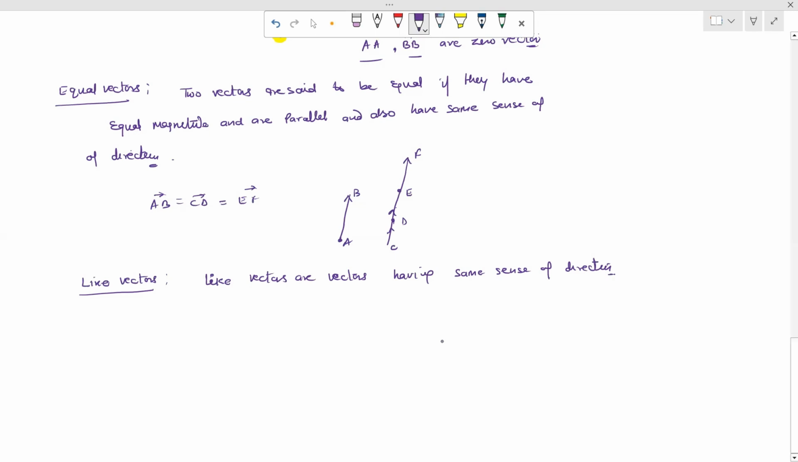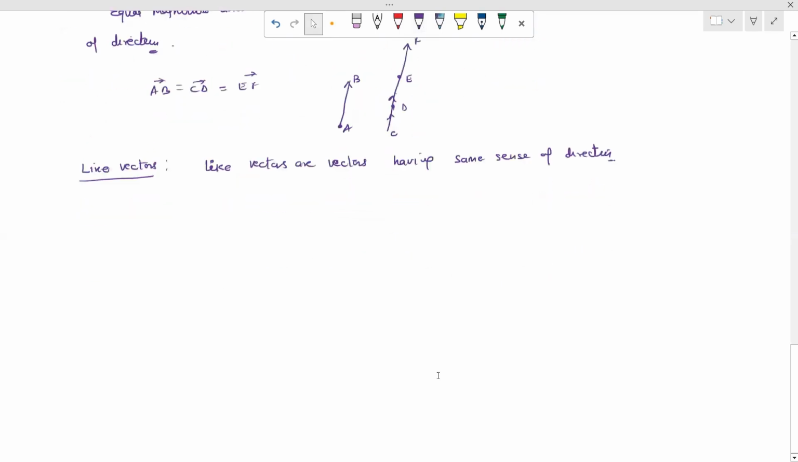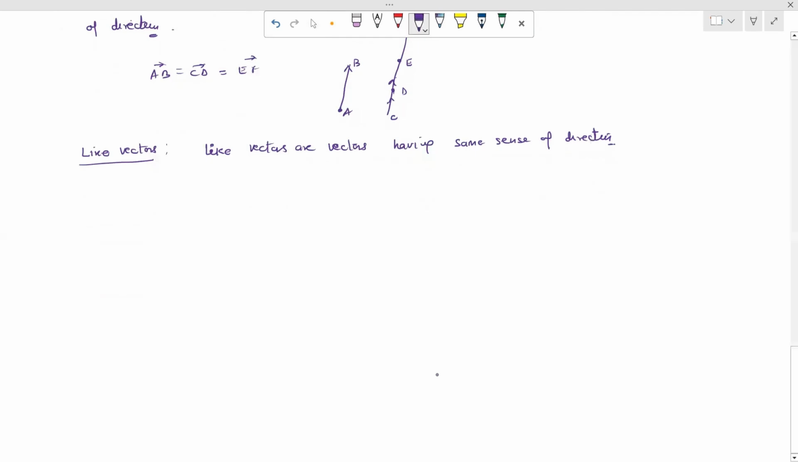Now we have some operations on vectors, that means addition of vectors.